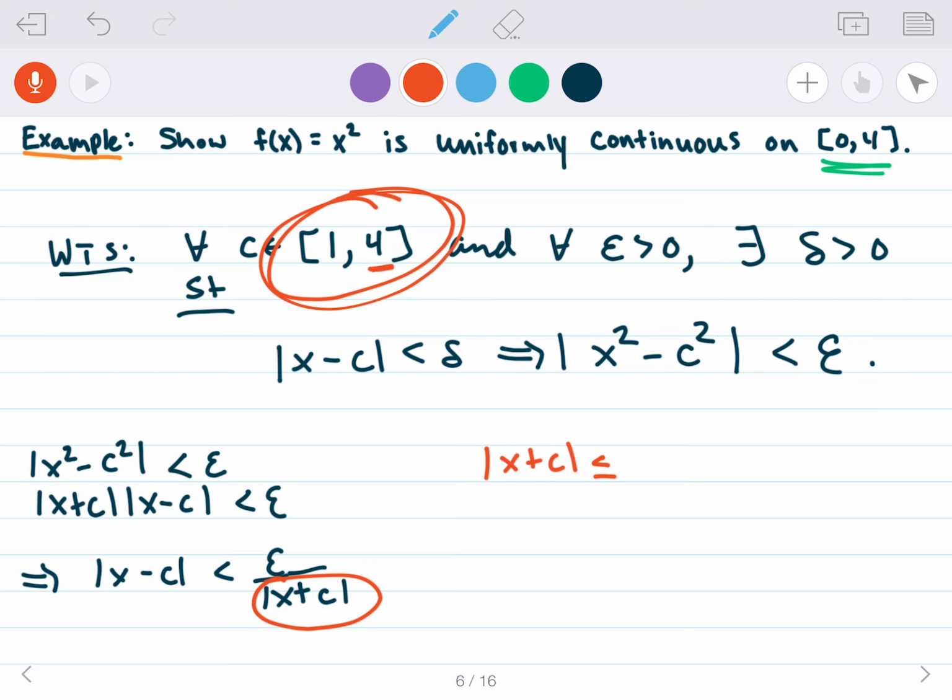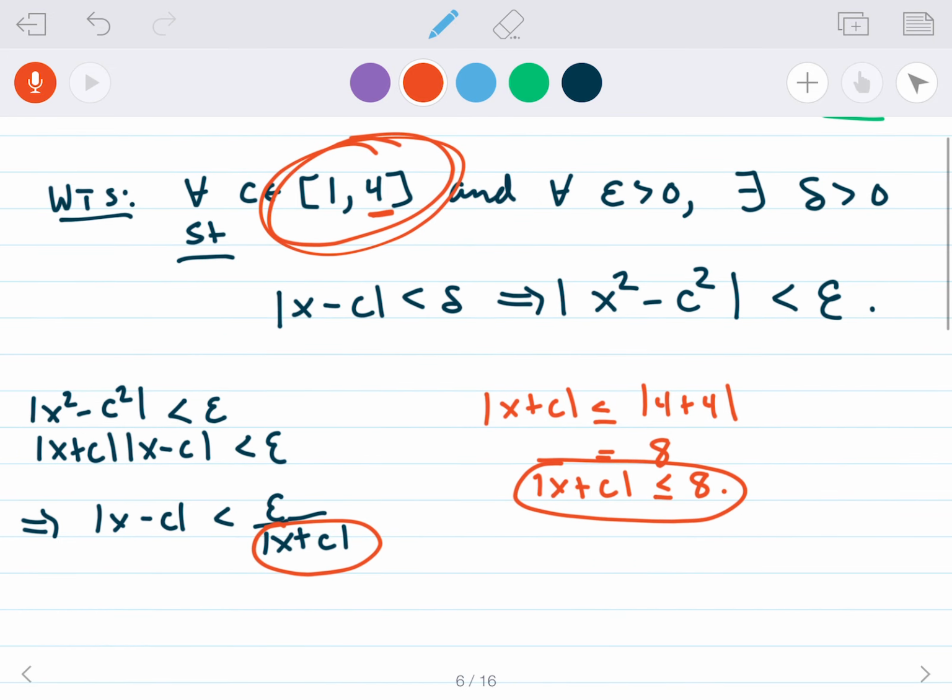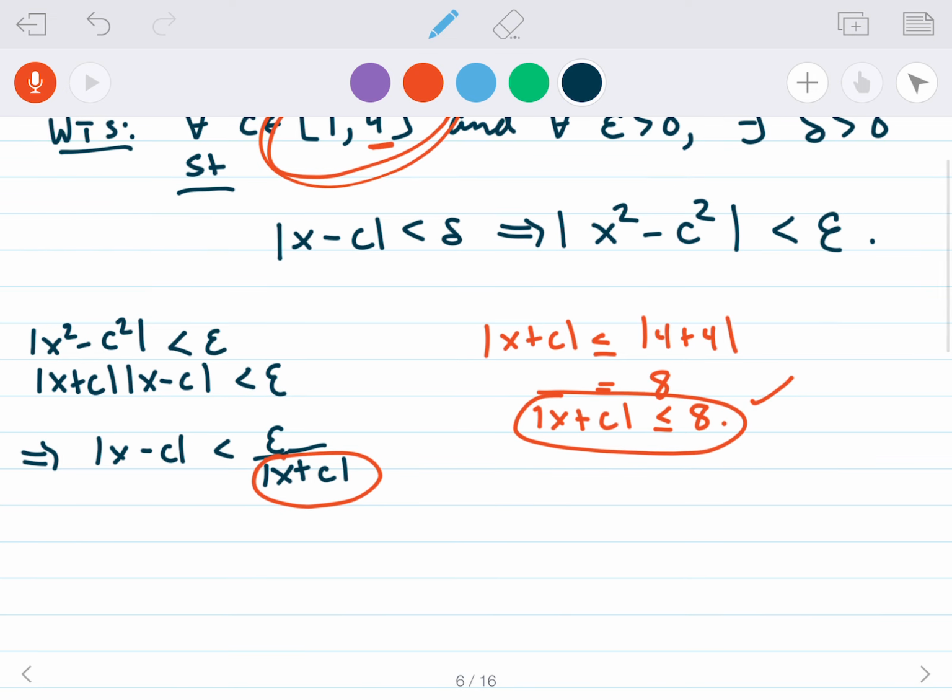So we could have two things at the end point here. Right? Because x is less than or equal to 4, and c is less than or equal to 4. And so this is absolute value of 8, which is 8. And so that tells us that x plus c is going to be less than or equal to 8. Okay? Less than or equal to 8. So, now that we have this bound, we can do the computation.